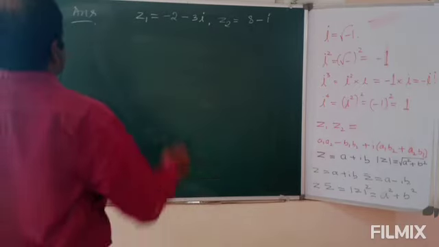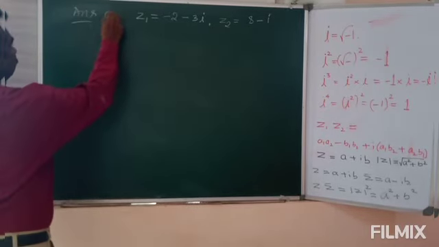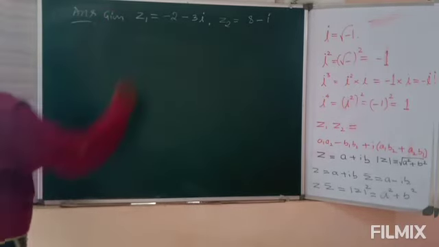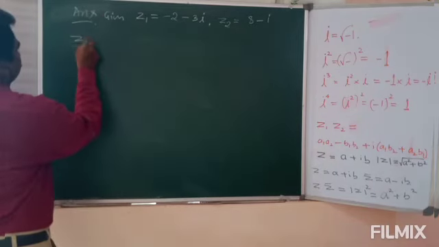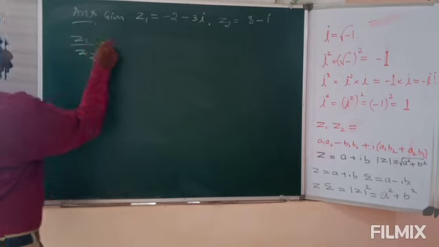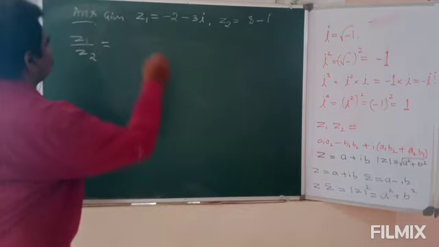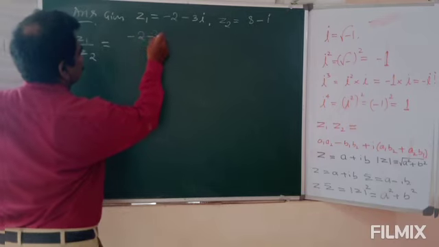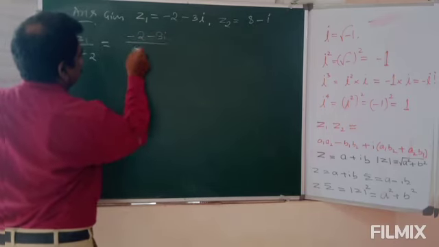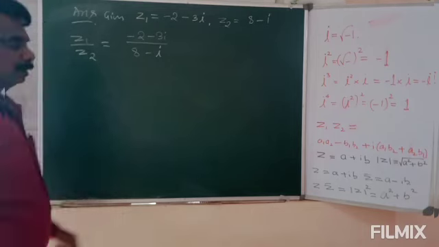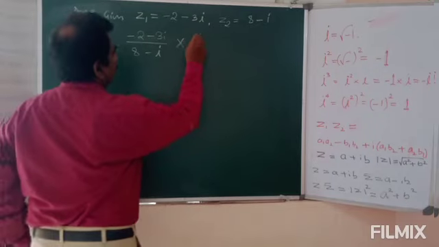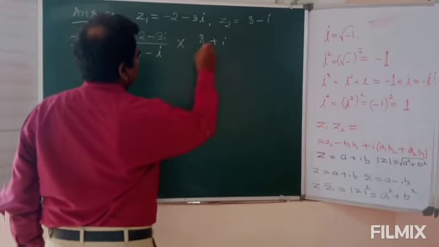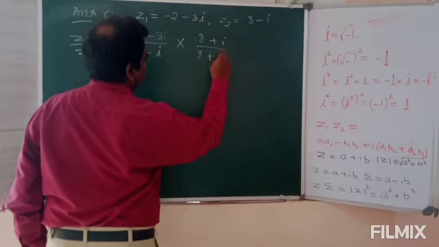Given Z1 is equal to minus 2 minus 3i, Z2 is equal to 8 minus i. Find Z1 by Z2. Z1 by Z2 is equal to minus 2 minus 3i by 8 minus i. What is the conjugate of this one? 8 plus i by 8 plus i.